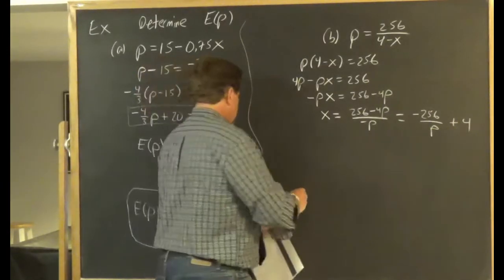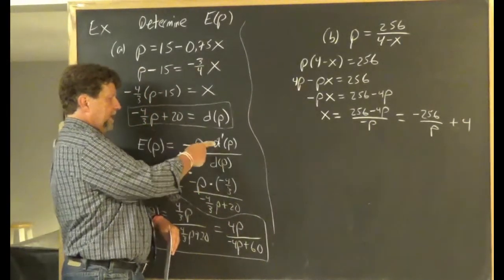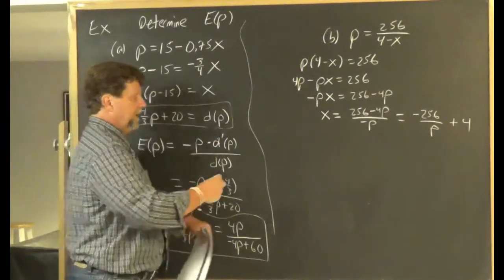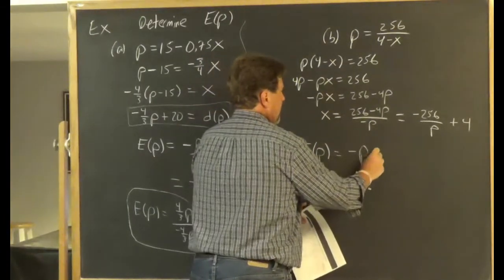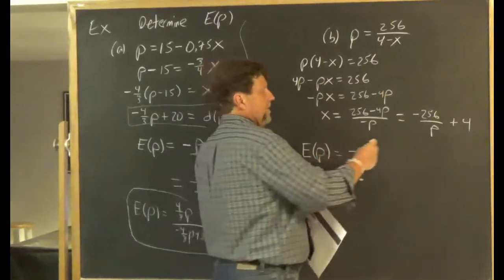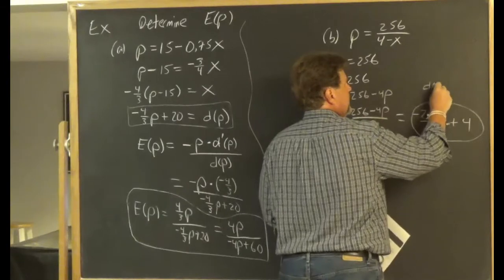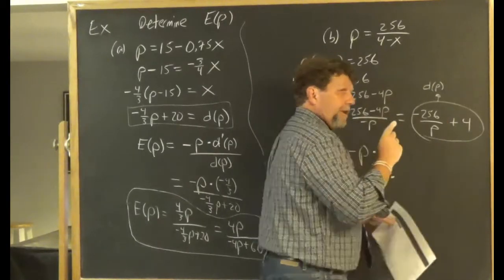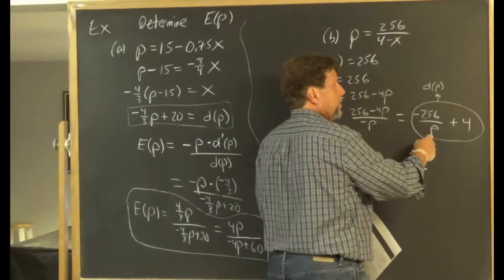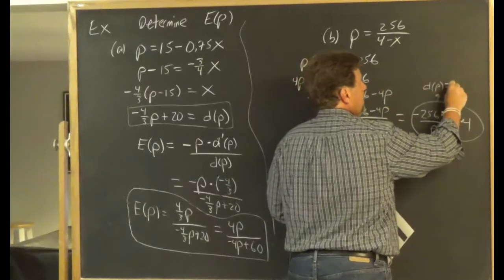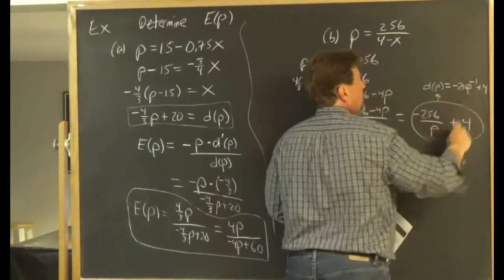So when I use my elasticity of demand, E of P equals -P times D prime of P over D of P, I get E of P equals -P times, all right, so I have to get the derivative of this function. Keep in mind that's D of P. I'm going to rewrite this to make the calculus a lot easier. Remember, I can rewrite -256 over P as -256 P to the -1st plus 4.